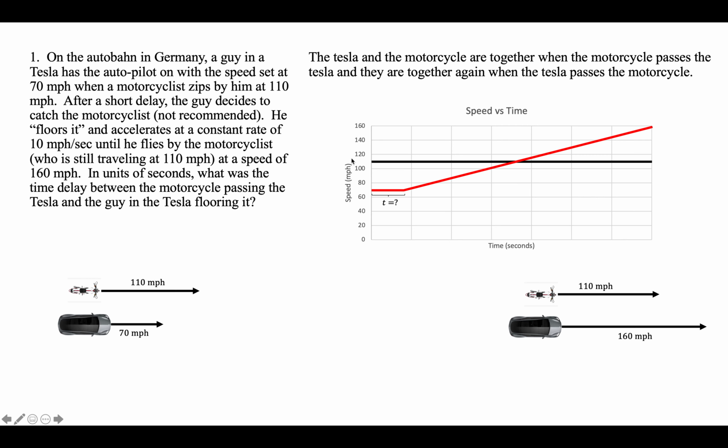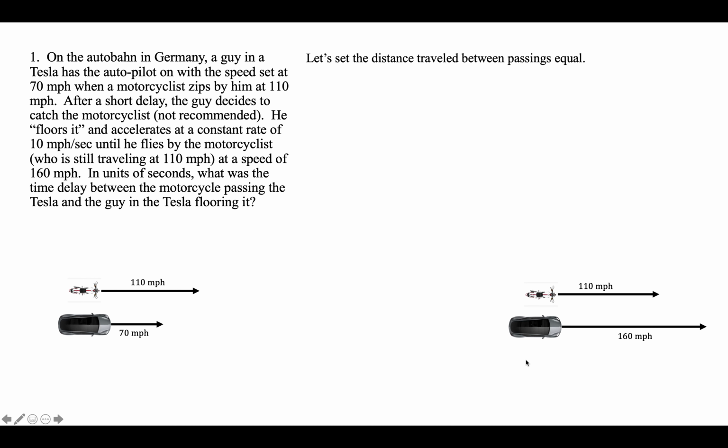Here's the speed of both of them. The motorcycle's 110 the whole time. The Tesla stays at 70 for some time and then accelerates to 160 at a constant rate of 10 miles per hour every second. So they're together here and they're together here. Clearly, the distance traveled is the same. We can calculate the distance each traveled.